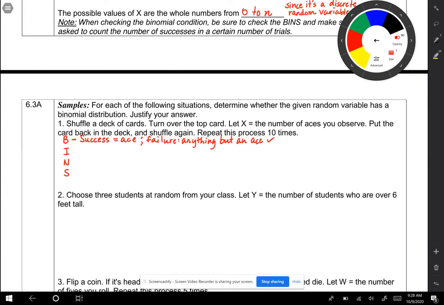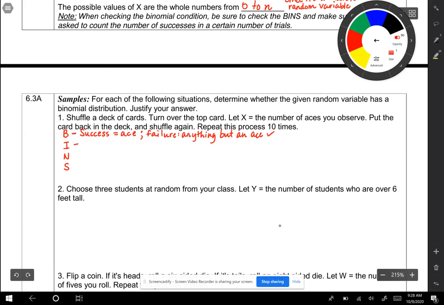For the independence condition, the card is replaced back before the next card is chosen. So the independence condition has been met as well. So the card is replaced, so each choice is independent. N, the number of trials, was fixed in advance. It was 10.